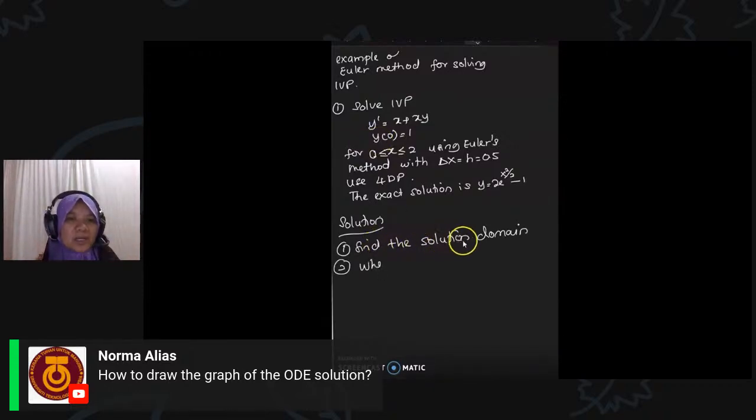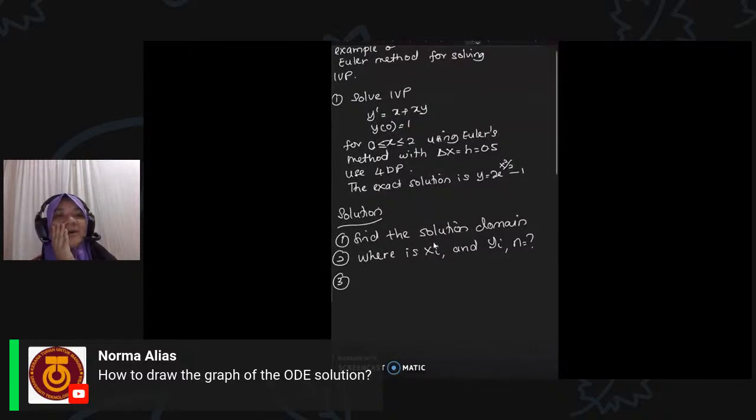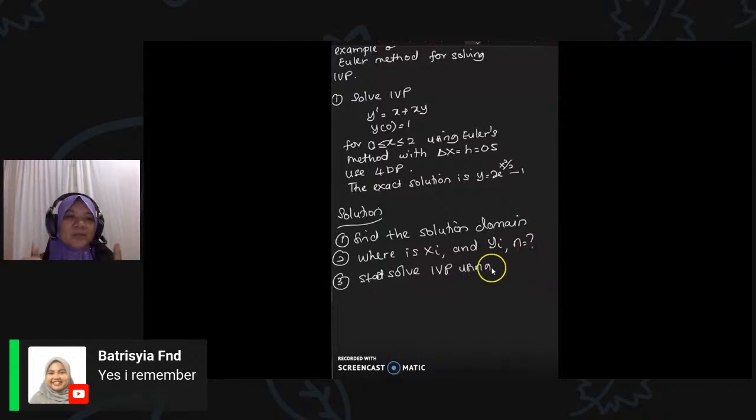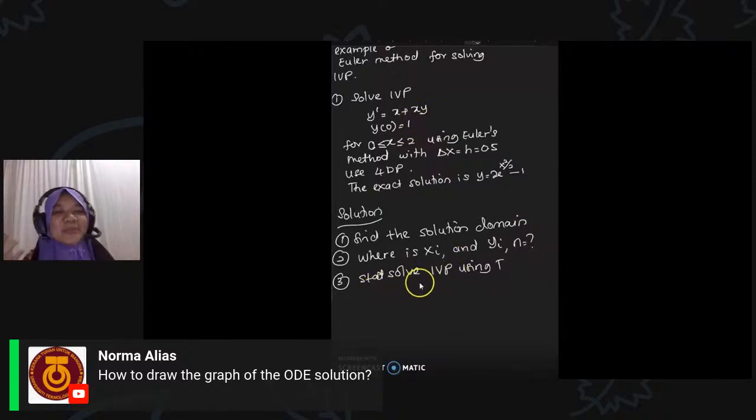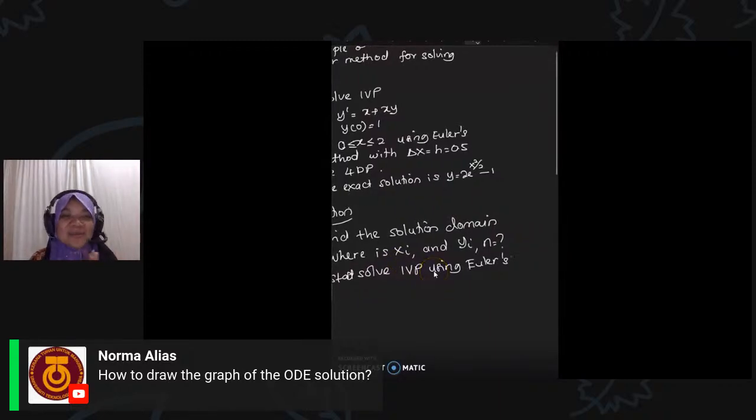Okay, to solve this graph, there are a few steps. The first is to find the domain, because the domain now is between 0 and 2, between A and B. That you need to know. How to find the domain? You need to use the formula h equal to (b minus a) divided by n that I wrote before. Yes, remember, very good. Trisha, very good, you still remember. I just want to remind you again, because we want to go for the advanced solving of ordinary differential equations.